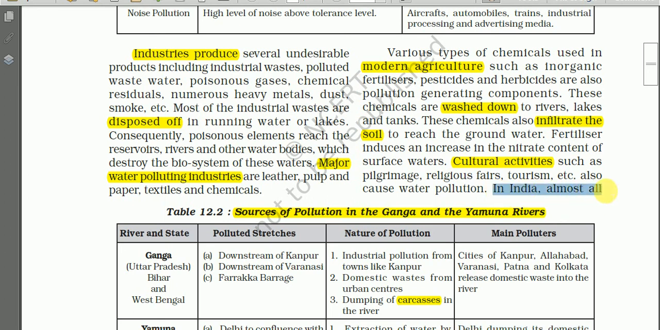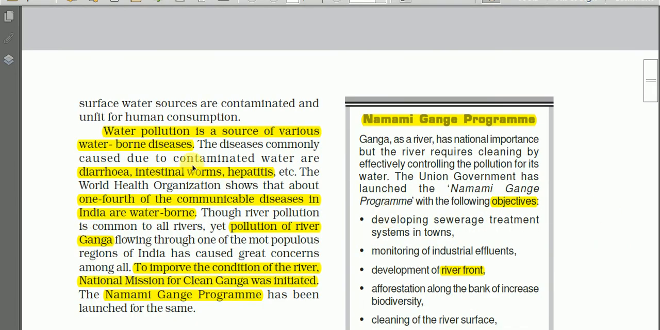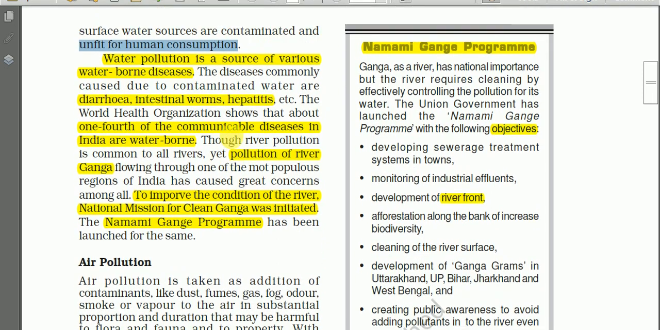In India, almost all surface water sources are contaminated and unfit for human consumption. Okay, so in India, almost all the water bodies, maybe lakes, ponds, rivers, reservoirs, are contaminated and unfit for human consumption. And regarding water pollution, this small paragraph tells the effects, the consequences of water pollution. So water pollution is a source of various waterborne diseases.